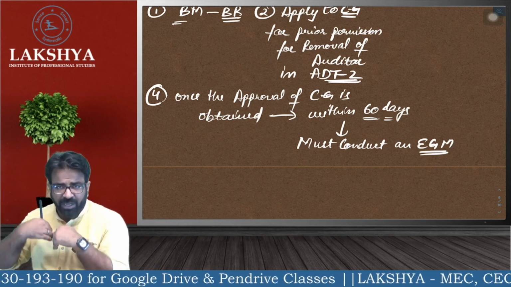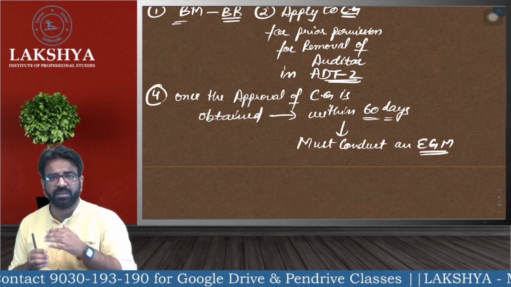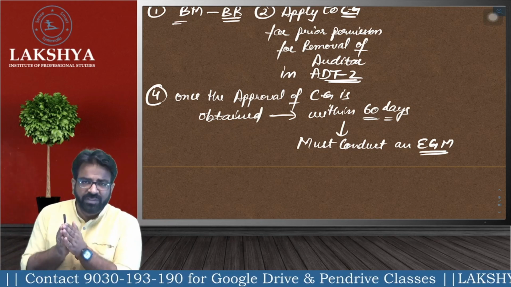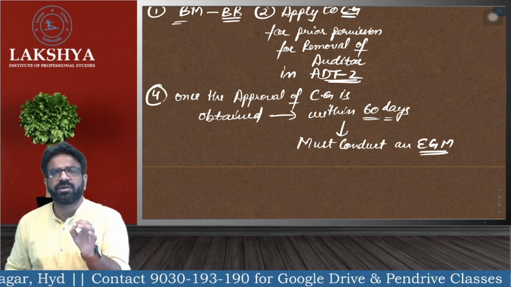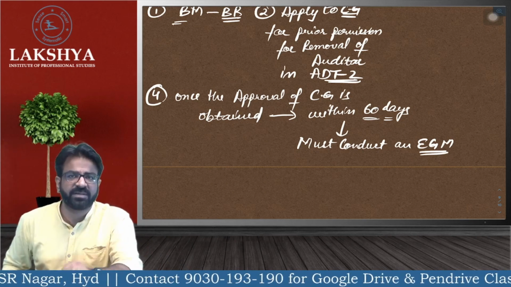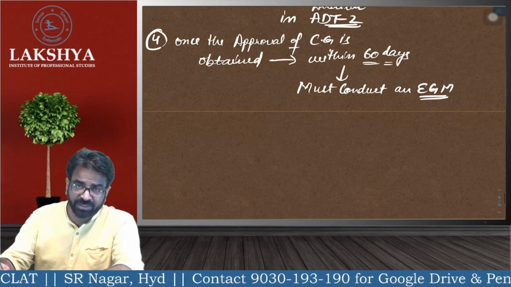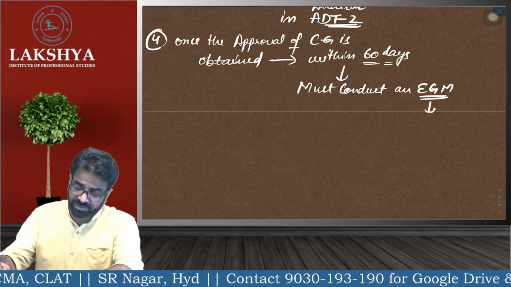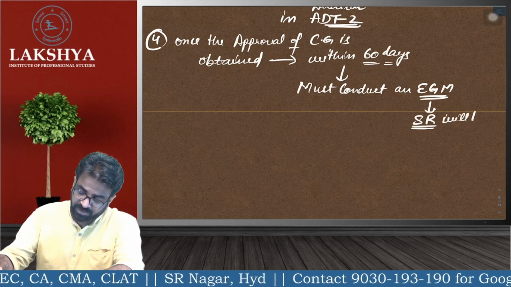The day when we get the approval, who will give the approval? The central government, to whom? The company. The day when we got the approval, within the next 60 days, you have to conduct which meeting? Extraordinary general meeting. I hope everyone is clear. Right or not? In the extraordinary general body meeting, always which resolution? Special resolution will be passed.